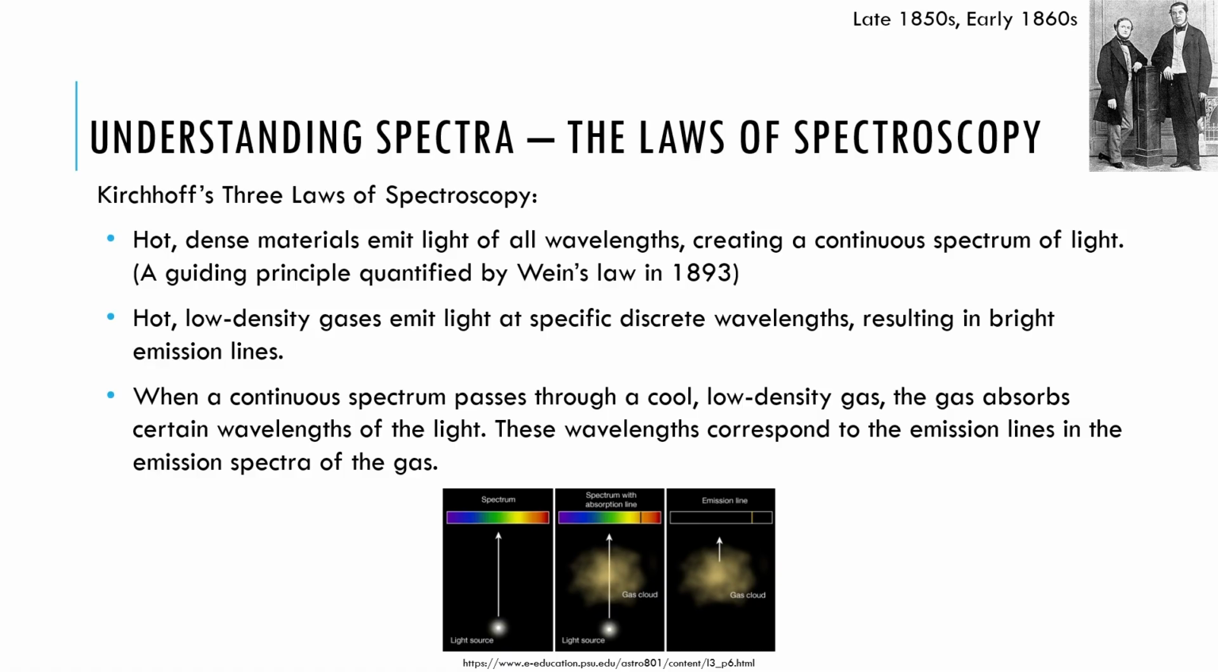And the final rule, which we can see in the middle: if you have a continuous spectrum passing through a cool, low-density gas, then the gas will absorb certain wavelengths of light, which we see as absorption lines. And these wavelengths for absorption correspond with the wavelengths of emission for the emission spectra of the gas. What this implies is that the black dark lines, the Fraunhofer lines that we see in the spectra of the sun, are actually caused by the absorption of light by the atmosphere of the sun as the light itself escapes the sun and heads towards the earth.